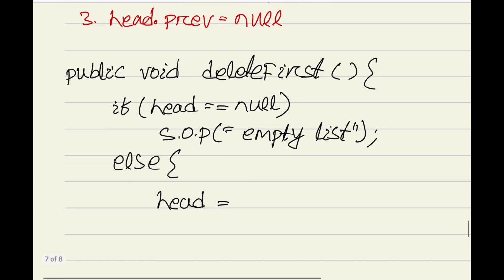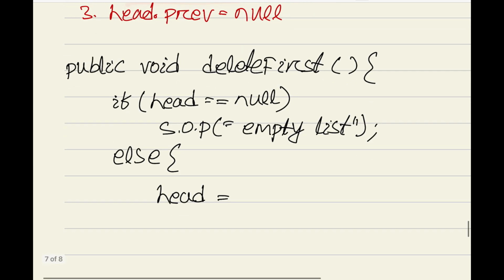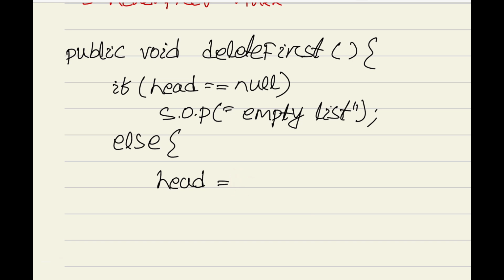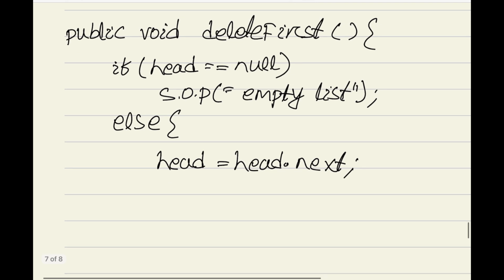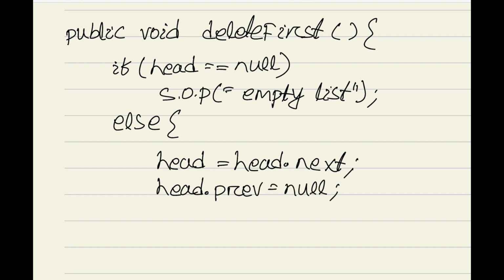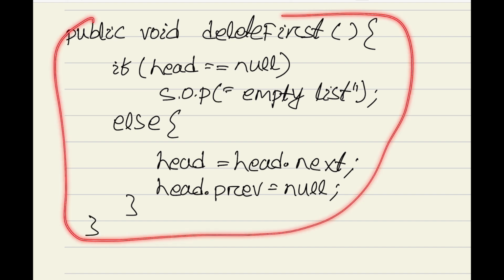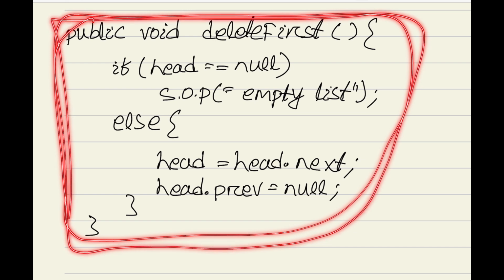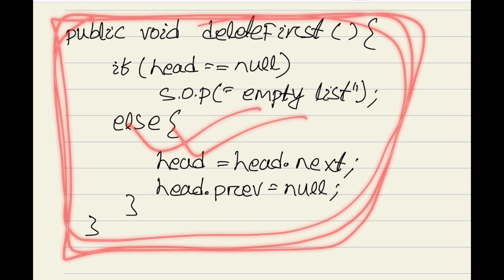we can write head equal to head dot next, like here we have written update the head. So, head equal to head dot next, then update the previous of the new head. Like this we have written, we can write head dot previous equal to null, then this is the end of else, end of method. So, this is the method we need to write if we want to delete a node from the beginning. So, now we will discuss how to delete the last node of a double linked list.